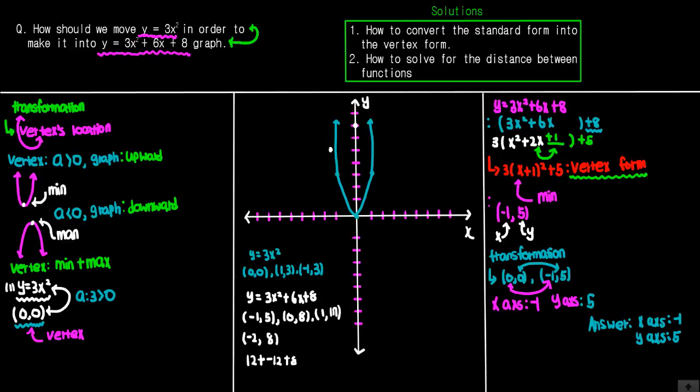The graph looks something like this. If you draw it again in a more approximate way, the graph should look like this. But if you think about the transformation between the two graphs, we need to see the difference between the two vertices. The difference between the two vertices was -1 in the x-axis direction and 5 in the y direction: 1, 2, 3, 4, 5. This is the difference between the two functions, which ends up being the transformation.